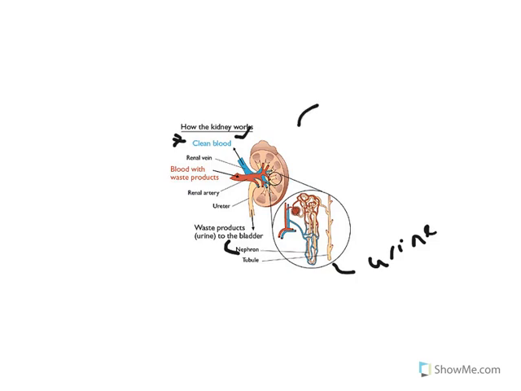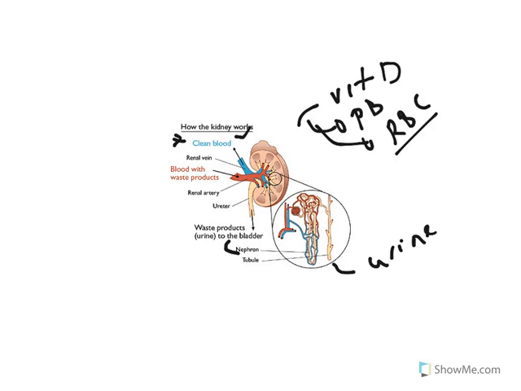Anyway, the kidney also produces vitamin D, also regulates blood pressure, and also regulates the RBC number through the production of a very important hormone called erythropoietin. This is a hormone that is produced to increase the number of RBC.